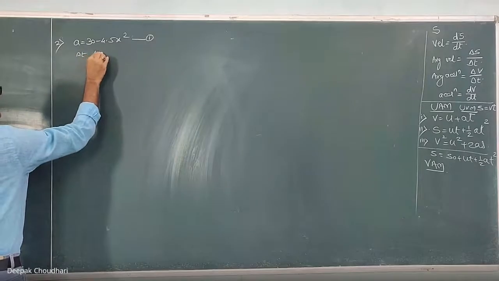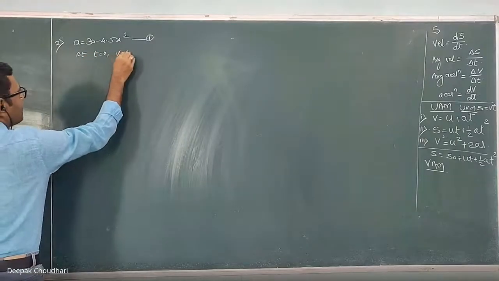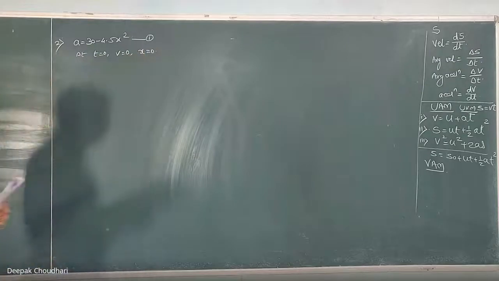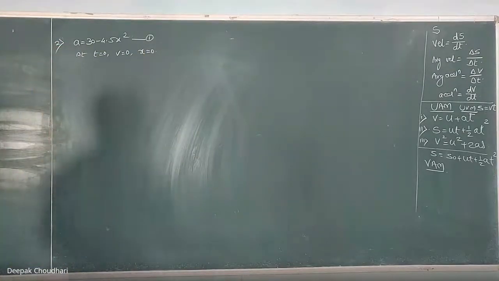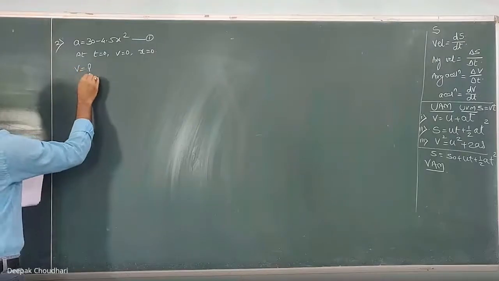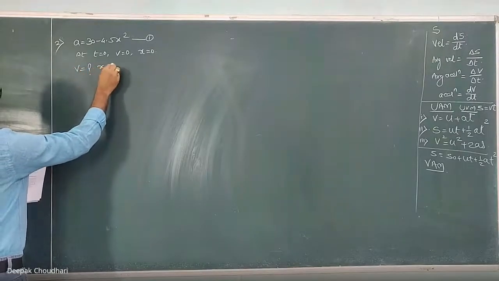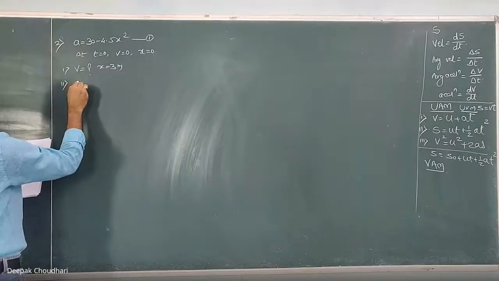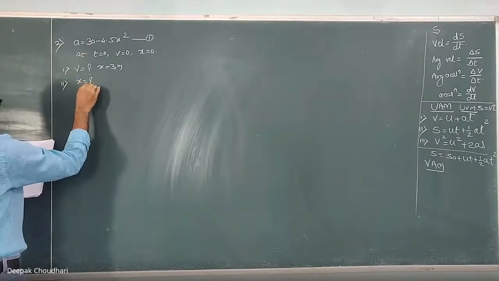That is at t equal to 0 initially. Here it starts from the origin, that is x equal to 0. In the sum, if x is used for the displacement, you can use x. If s is there, use s. It doesn't make any difference. Now you have to find out the velocity when x equal to 3 meter, first one. Second, you have to find out the position, means you have to find out the displacement.